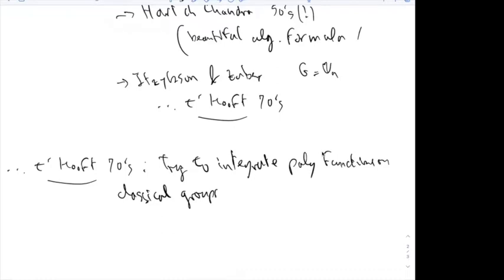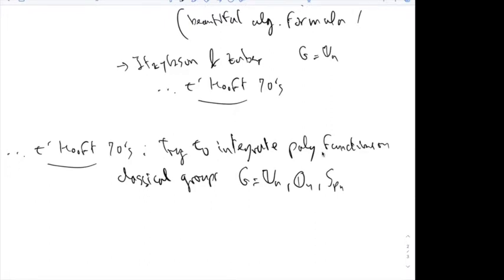So he was interested in G being the unitary group, the orthogonal group, or the symplectic group, something like that. He was interested in this series A, B, C, D of groups, and tried to see what we can say about such functions. So he was looking at the integral of u_{i1 j1} and so on and so forth with respect to the Haar measure on G.